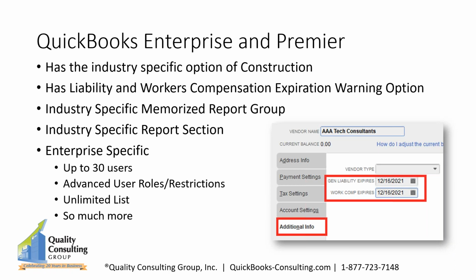So it's a very big difference. It also has unlimited list elements. So if you have multiple items, the Pro and Premier have a list limit of 10,000 for each type, but a total of 14,500. So, you know, we meet a lot of people that do reach those thresholds when they do fully use QuickBooks. And then, of course, Enterprise has so much more.